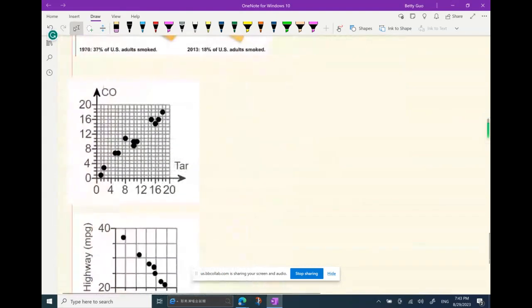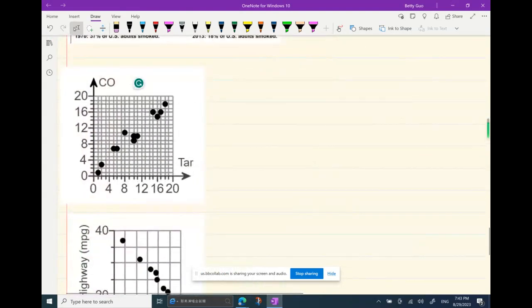The next graph is a scatter plot. Scatter plot is actually the concept of the last section of chapter 2.